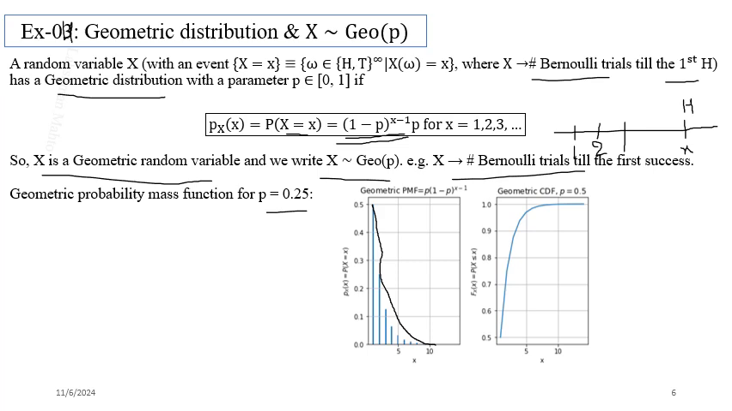Same plot is coming here. The probability mass function will keep on decreasing with increasing number of trials. This one is a CDF. We will talk about CDF later.